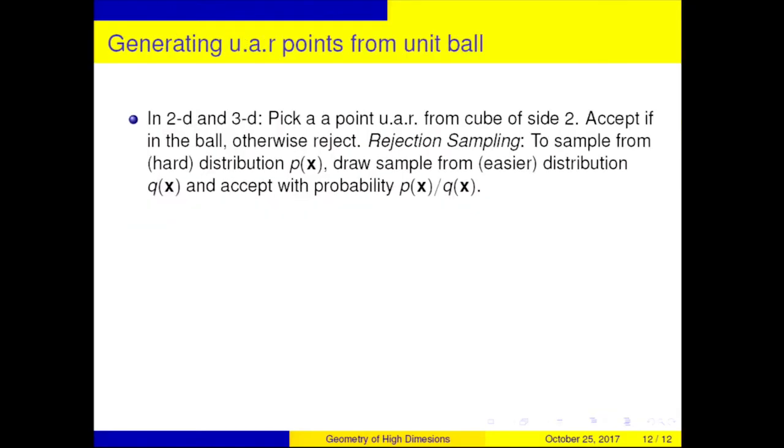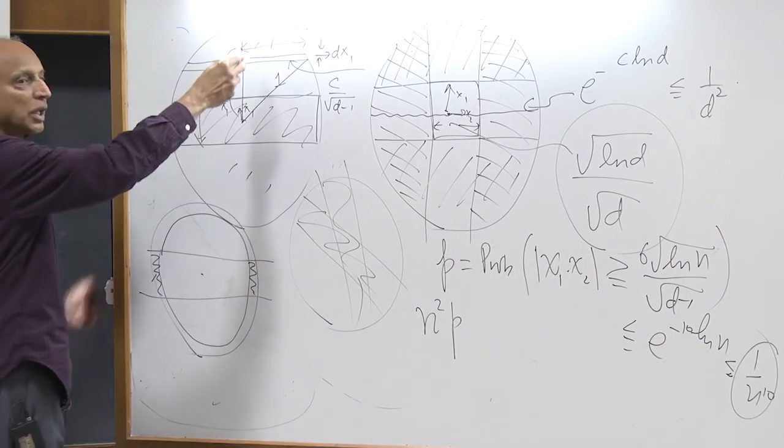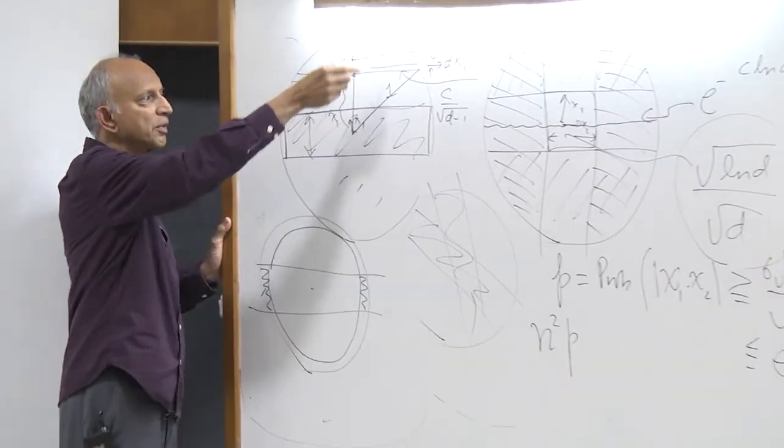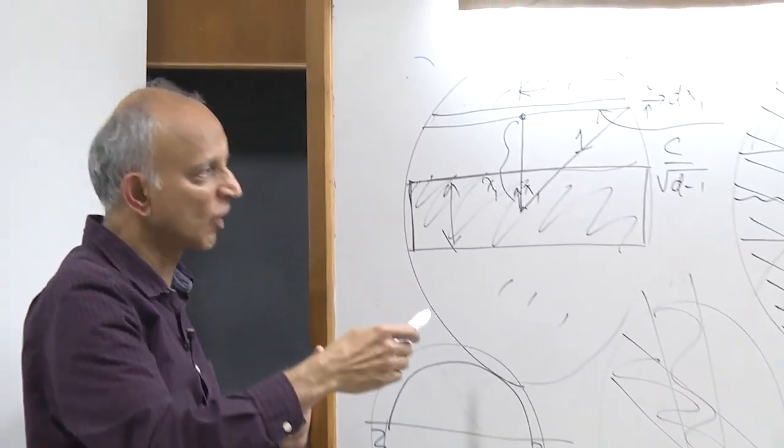So I want to do one more thing, and then we can stop. How do you pick uniform random points? Actually, algorithmically, how do you sample points from a unit ball? In 2 and 3D, the simplest algorithm to do that is the following. I want to pick a uniform random point from this circle. That's a bit difficult because the coordinates are dependent, right? Because we have this constraint, x1 squared plus x2 squared less than or equal to 1. So the coordinates are not independent.